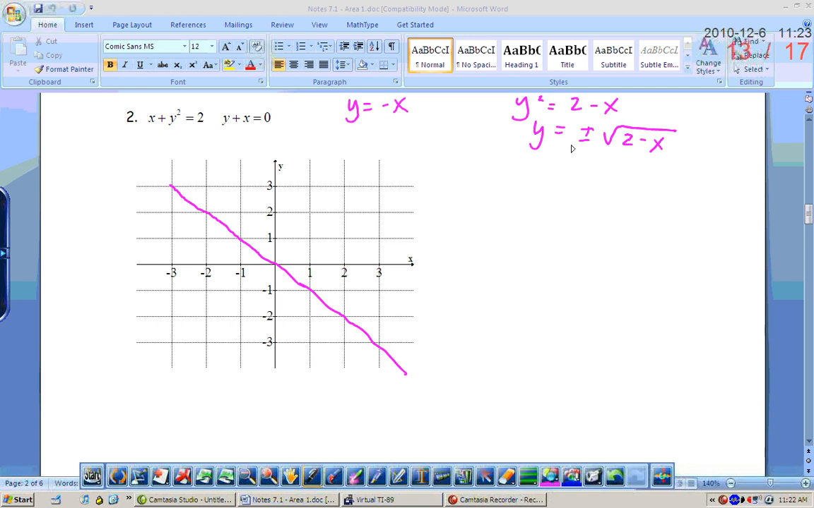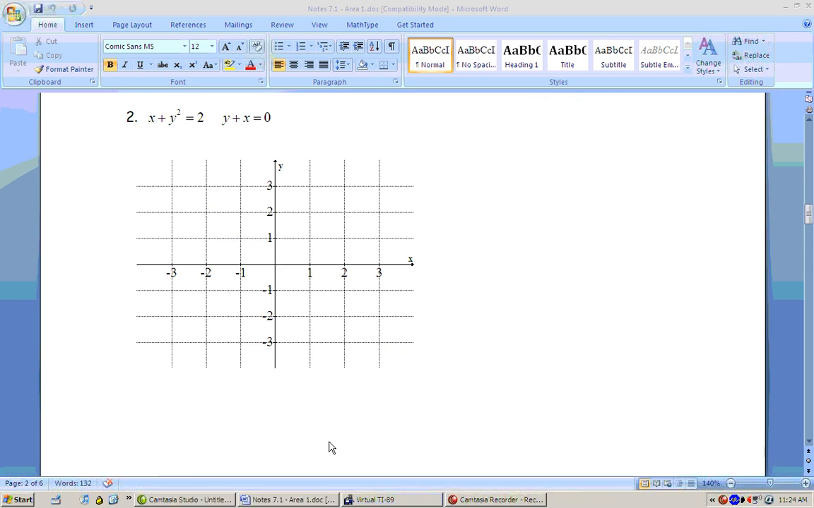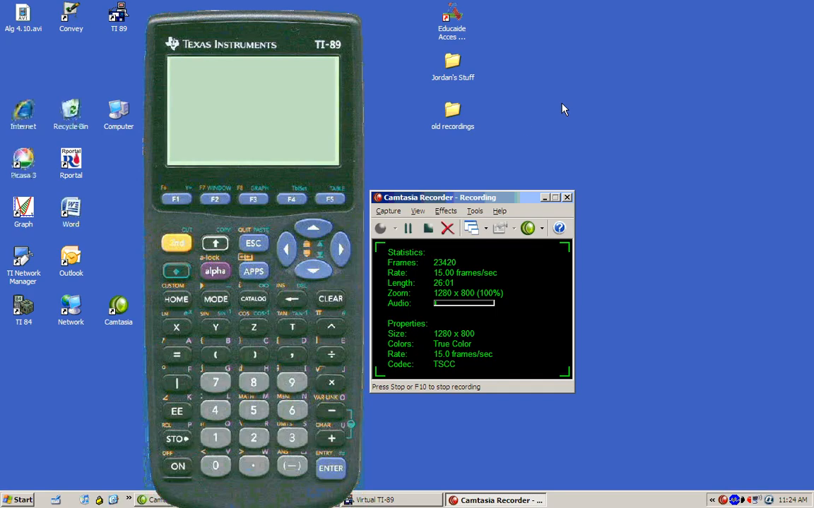Okay, I would suggest just graphing this in your calculator. And to graph that on your calculator, you're going to have to use 2 y equals. In y1, you'll need to do the square root of 2 minus x. And in y2, you'll need to do the negative square root of 2 minus x. And then you can transfer that to the graph. And this would probably be a good time to practice finding points of intersection.